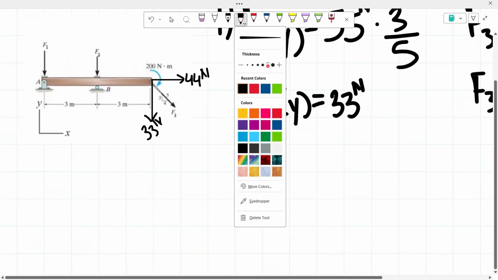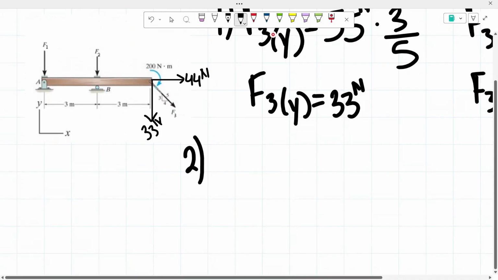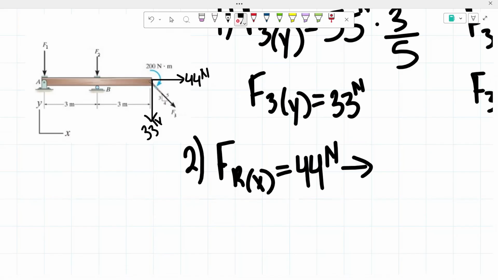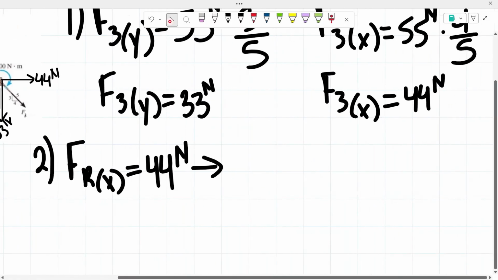So the next thing I'm going to do is take the sum of all our forces in the same direction. I'm going to add up all of our forces in the x direction, and then all of our forces in the y direction. As you can see, there is only one force in the x or horizontal direction, which is the 44 newtons. So we don't really have to sum anything. We could just put that FRx is equal to 44 newtons going to the right. From there, we do have to sum up for our y-axis.